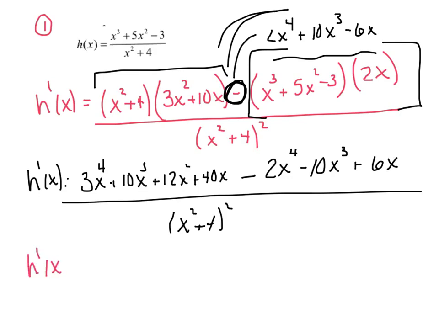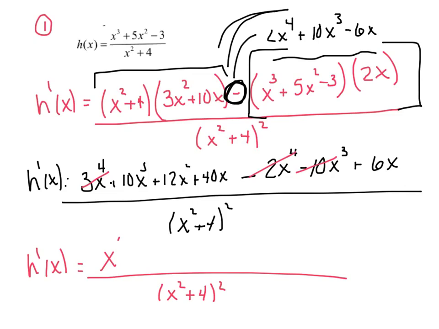So h prime of x equals, like I said, don't mess with the bottom. Just leave it as that quantity squared. The x to the fourth terms get me just x to the 4th. 10x cubed minus 10x cubed, that's gone, plus 12x squared plus 46x. And there you have it. So low d high minus high d low over low squared.